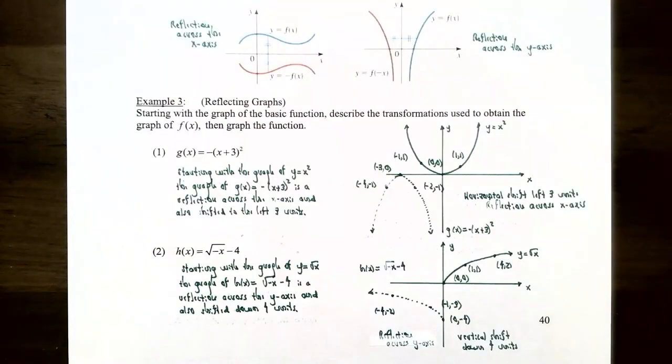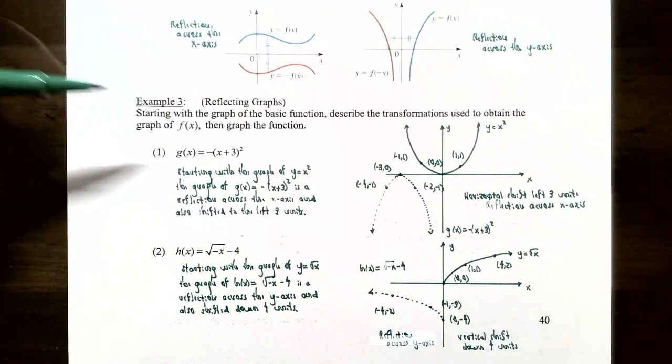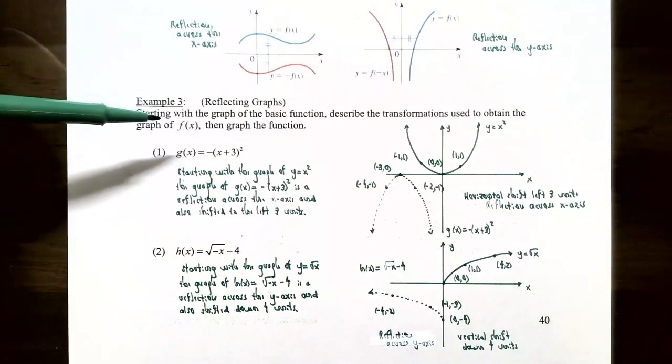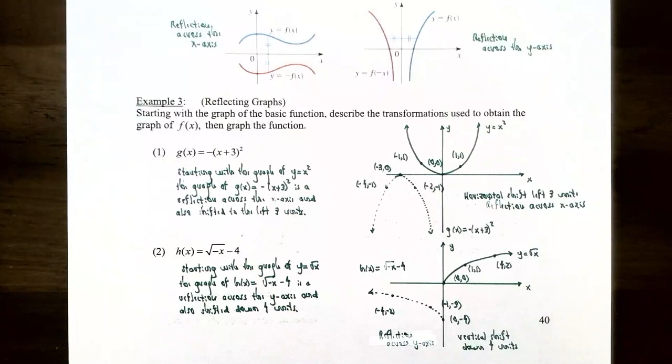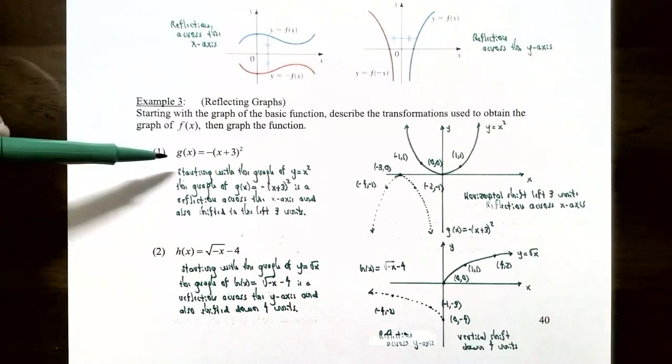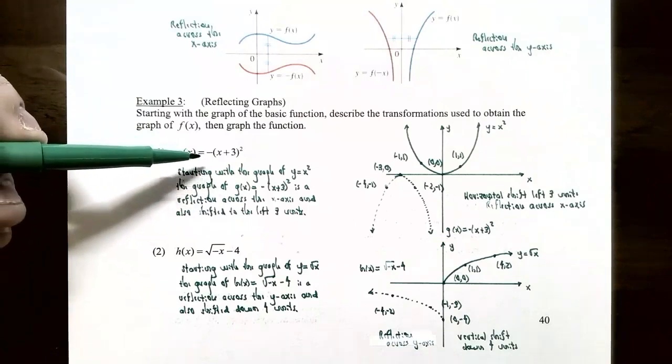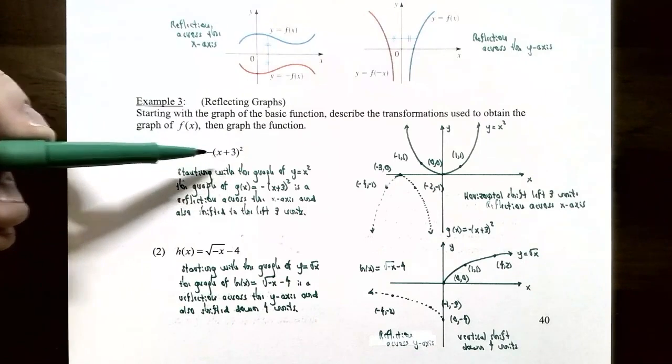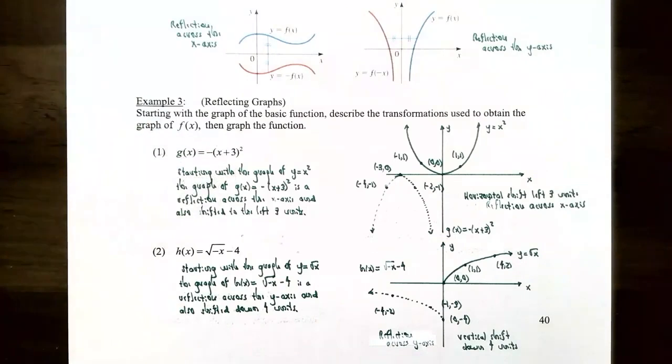So let's finish up with example 3. Example 3, we're going to reflect graphs, starting with the graph of the basic function, describe the transformations used to obtain the graph of f of x, then graph the function. So number 1, the function is g of x equals negative on the outside of the parentheses, then you have x plus 3 on the inside of the parentheses, and the parentheses is being squared.